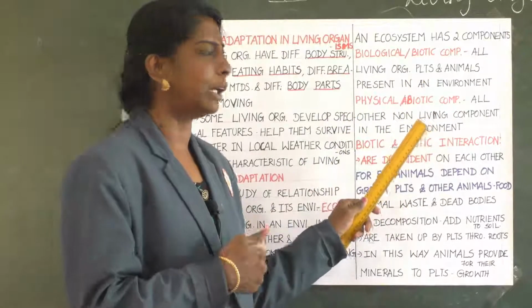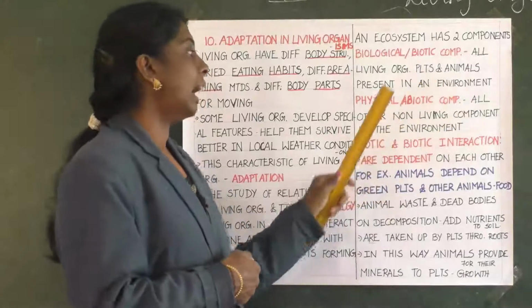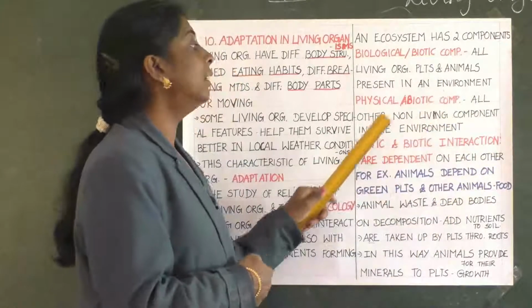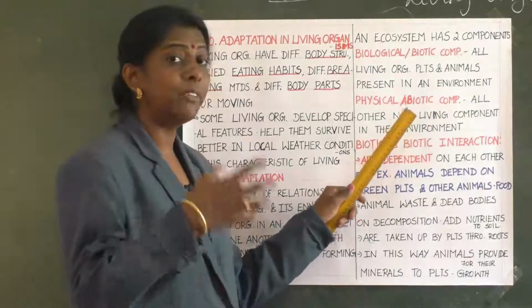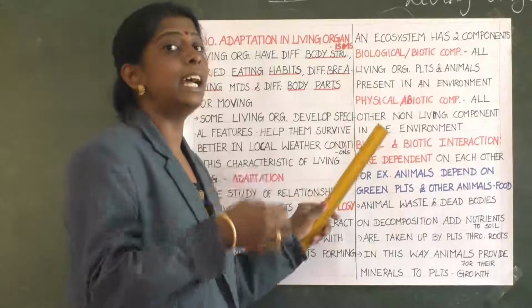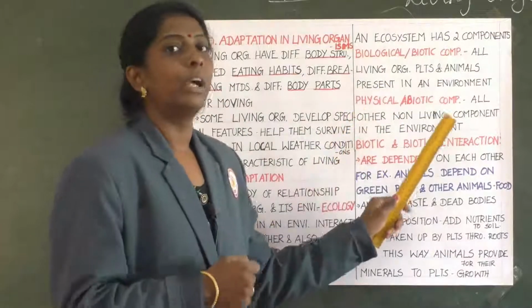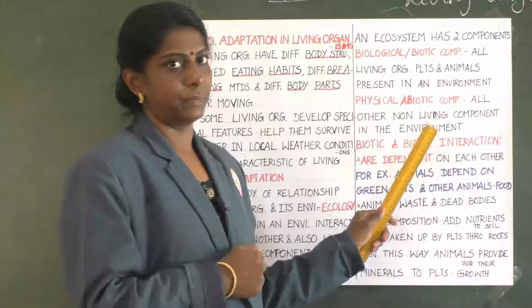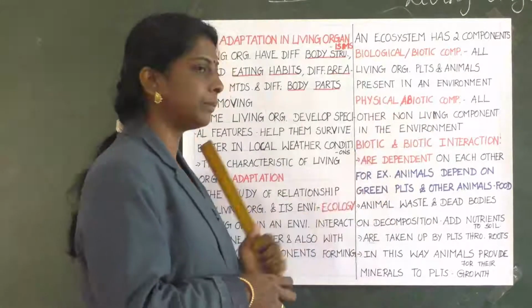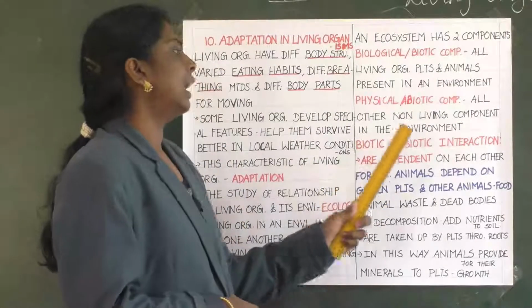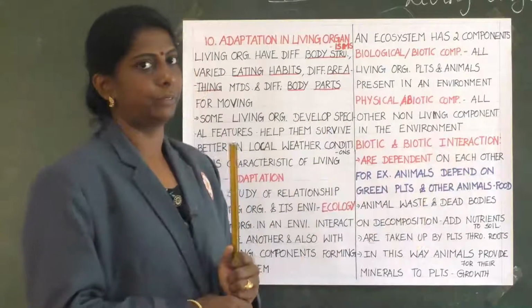Next is about the physical or abiotic component. What do you mean by abiotic component? All other non-living components in the environment. So, the non-living components which are present in the environment are said to be physical or abiotic components. Clear, children? Yes. Now, let us learn about biotic and biotic interaction.